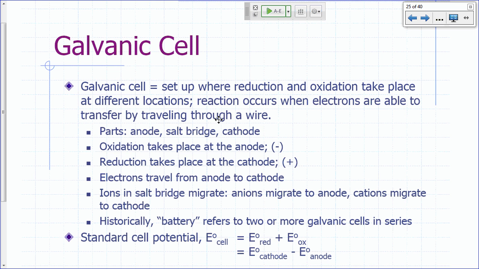Okay, so a setup where you have the reduction and oxidation in separate places is called a galvanic cell, also known as a voltaic cell.